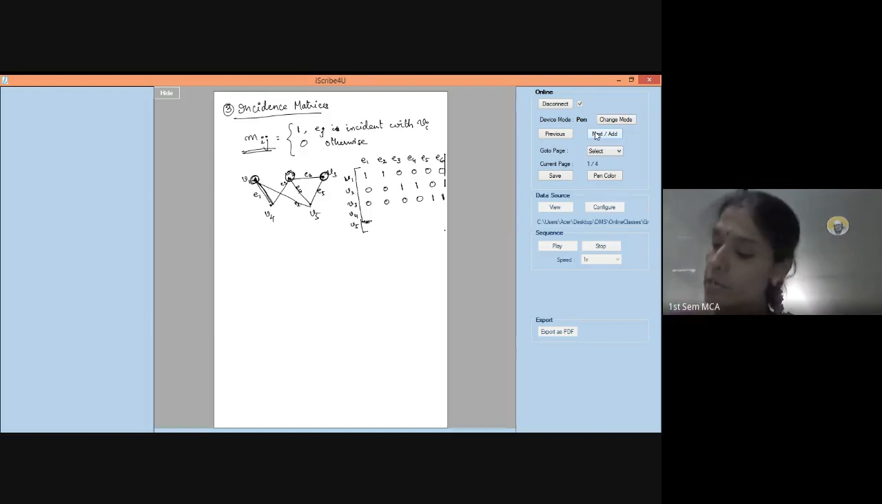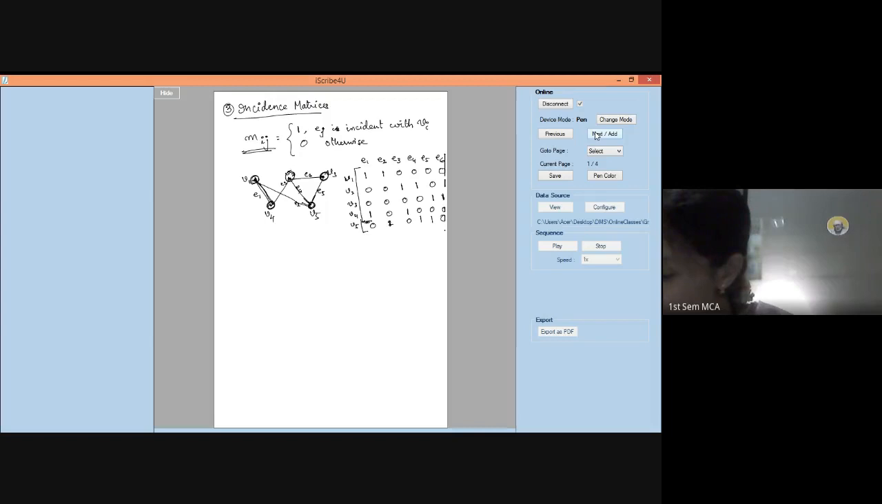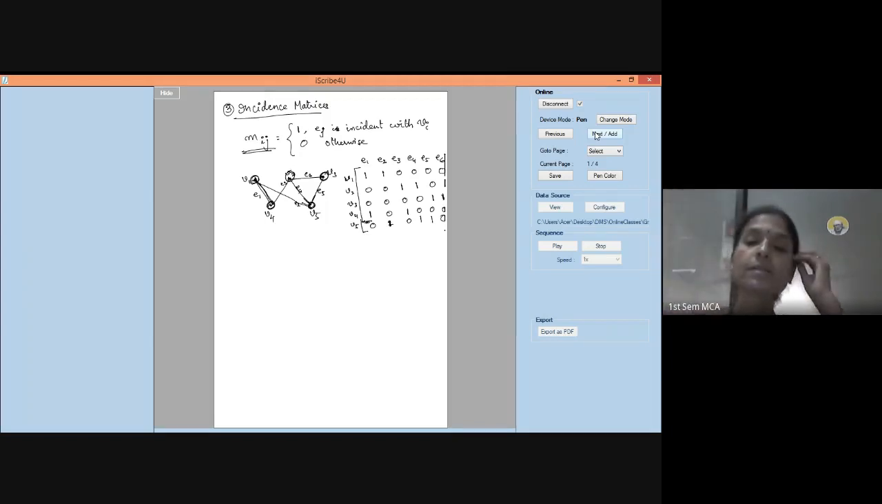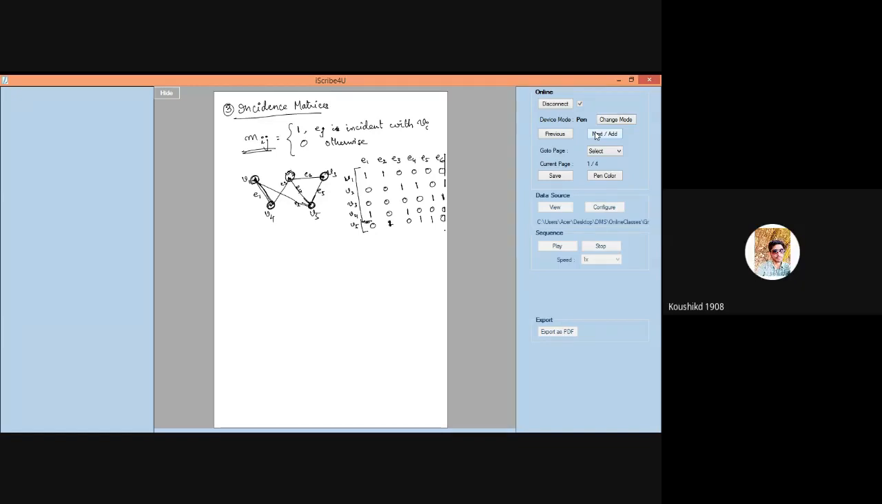All right. Then V4. When you come to V4, you have edges E1 and E3. Rest I will mark as 0. Then V5: we have E2, E4, E5. This is the incidence matrix for representing the graph. Is it clear? Yes, ma'am.